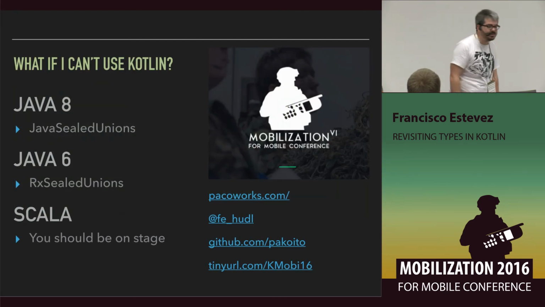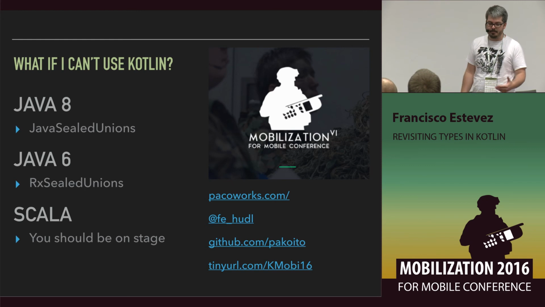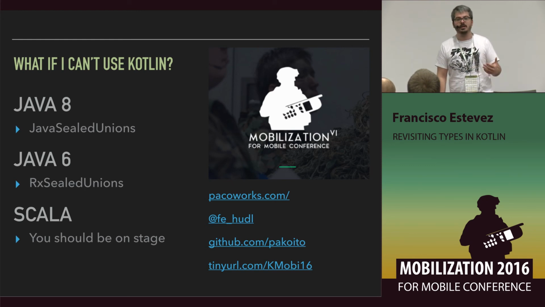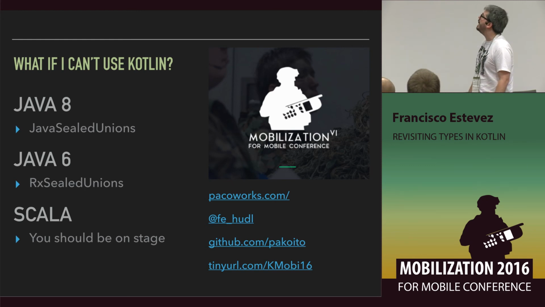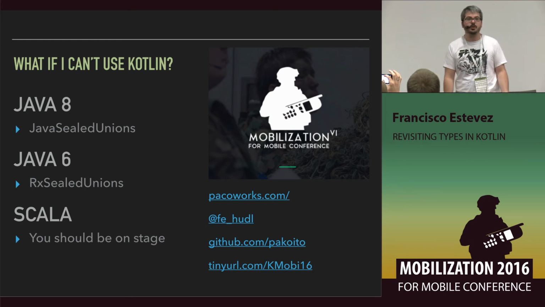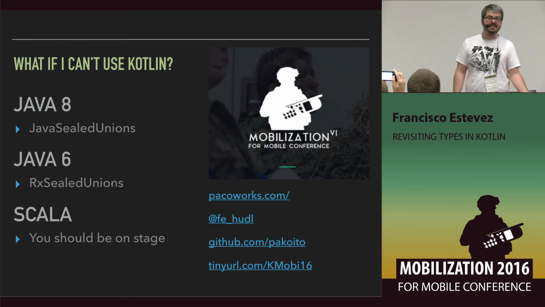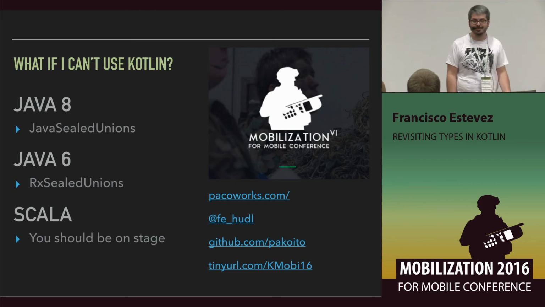So I think that's all. What happens if I can't use Kotlin? Basically, this is a construct provided by the language, but there's a way of encoding it in regular Java. And I went and did that based on the Scala version. So if you're using Java 8, I have Java sealed unions. If you have Java 6 or 7, you have sealed unions. And if you're in Scala, you should be here because you know more than anybody in the room.